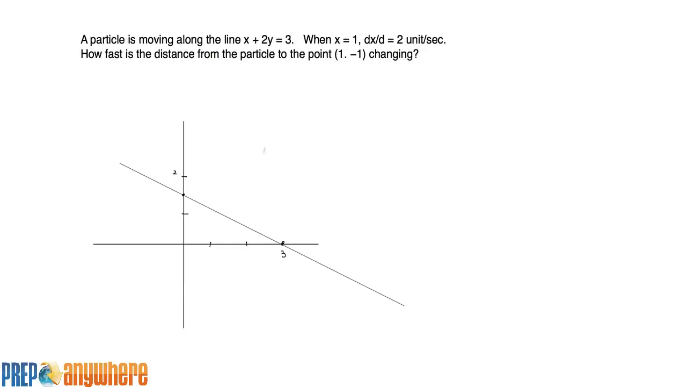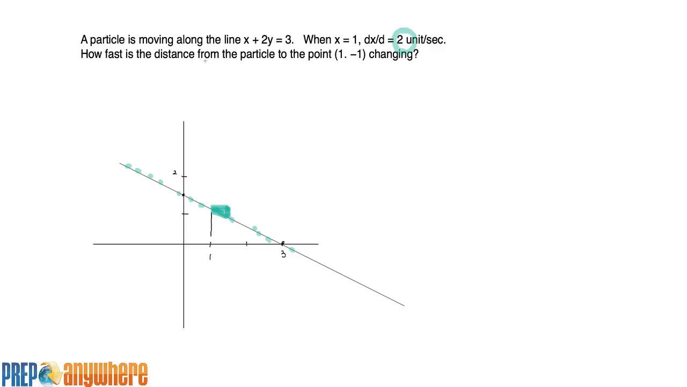Okay, and then it says when x is equal to 1, there's a particle that's moving along this line here. And this particle, if you've done vectors, has two motions. There's an x motion and a y motion. So these two combined, at x equals 1, it's 2 units per second. So at that particular moment, the speed, the rate of change of this distance, is 2 units per second.